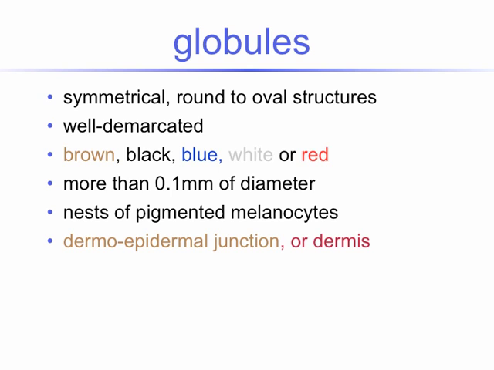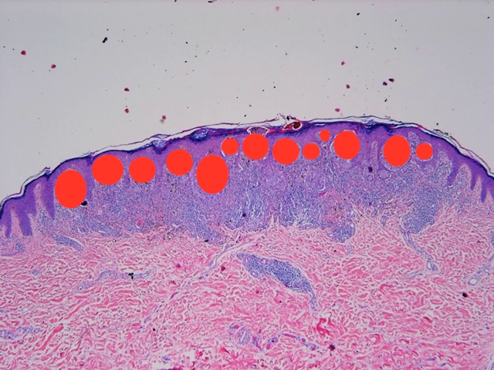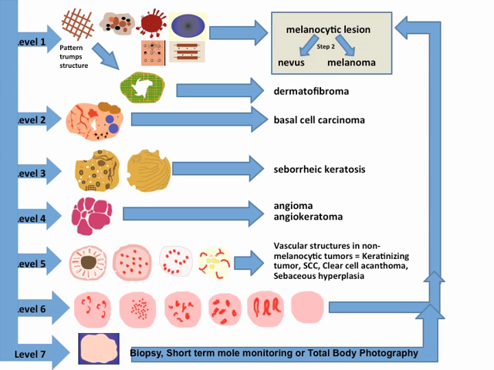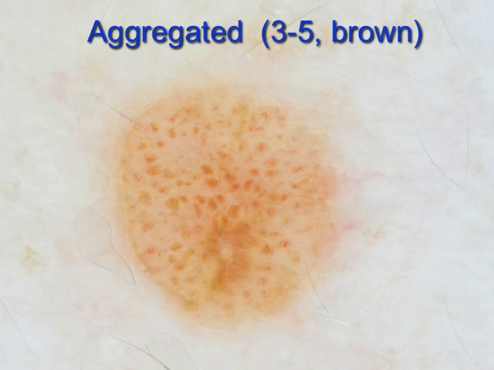Now moving on to globules. These structures are larger than 0.1 millimeter and can also come in a variety of colors. The globules, as highlighted here, correspond with melanocytic nests in the dermis. According to the two-step dermoscopy algorithm, the presence of 3 or more, usually brown, aggregated globules defines a lesion as a melanocytic tumor. The color of globules vary.